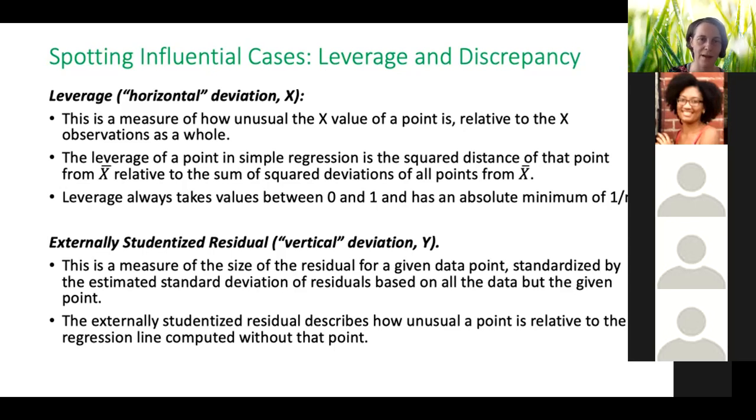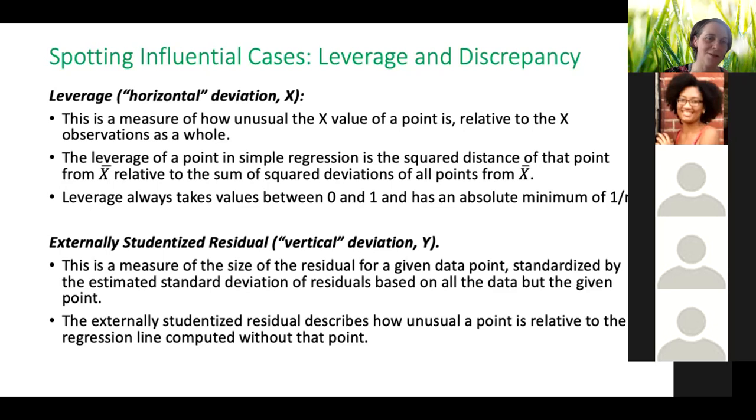What you need to keep in mind is that leverage is a horizontal deviation, and the more a point deviates in the horizontal direction, the more influence potential it has. Leverage always takes values between 1 and 0, with an absolute minimum of 1 over n, where n is the sample size. A 0 leverage would mean the point has no potential to influence the regression estimation, and 1 means it has perfect influence over the estimation of the regression coefficients.